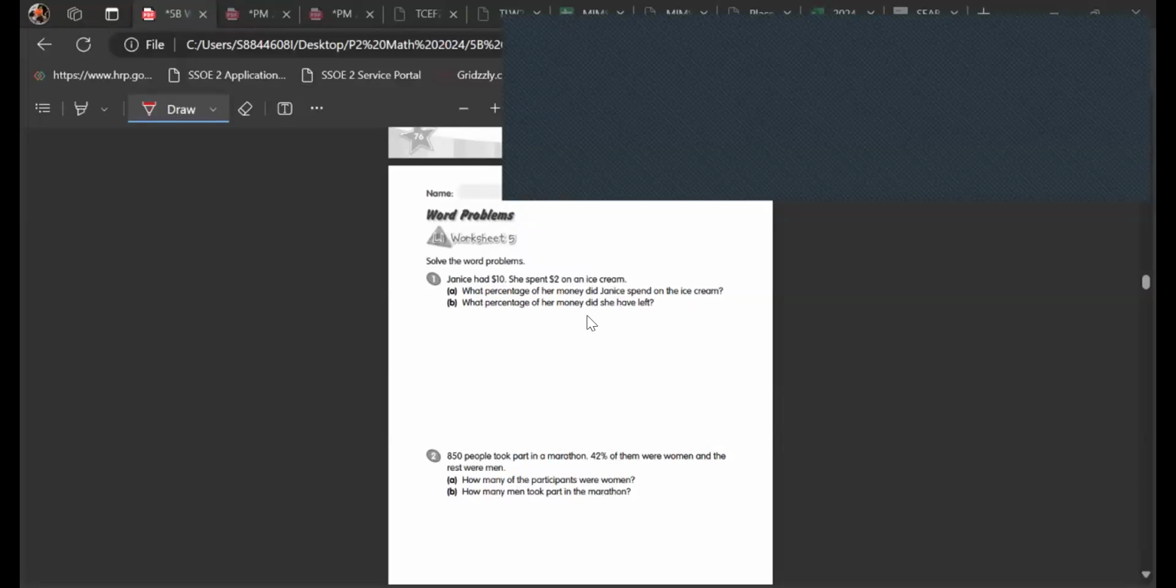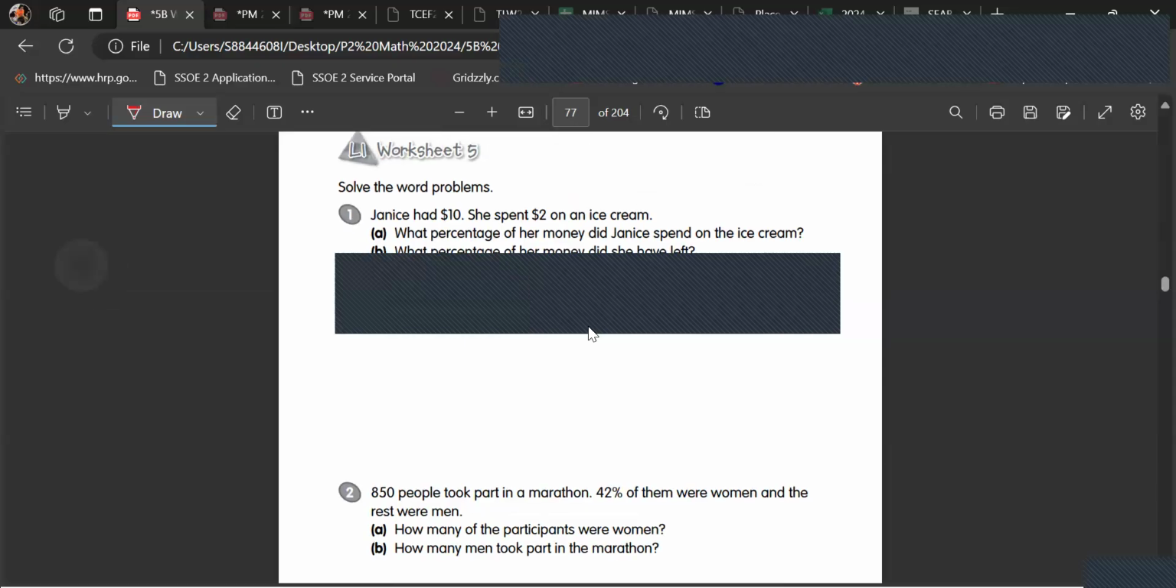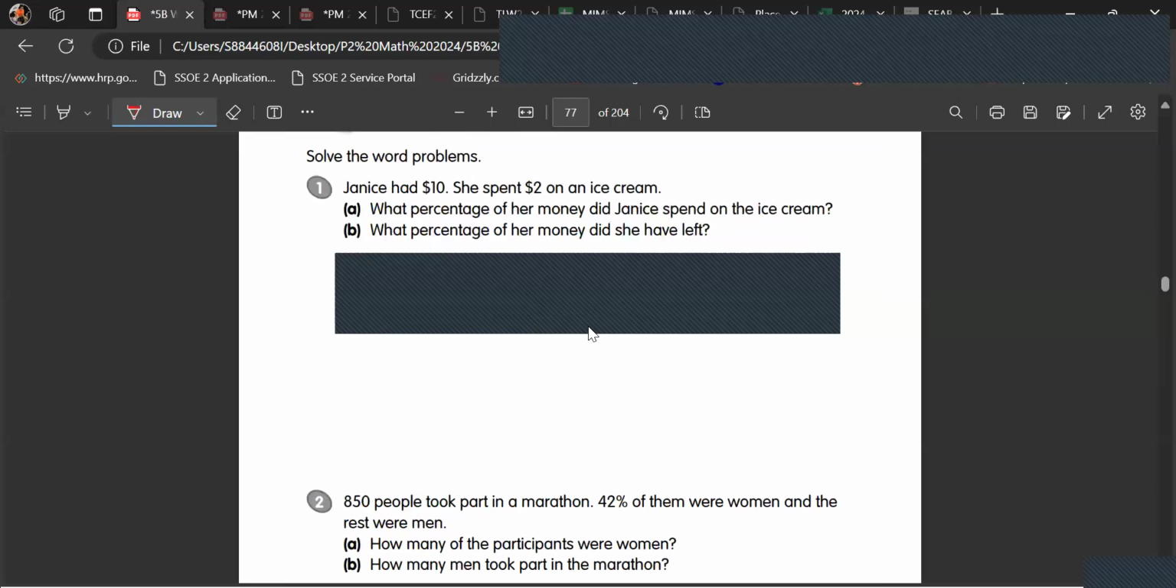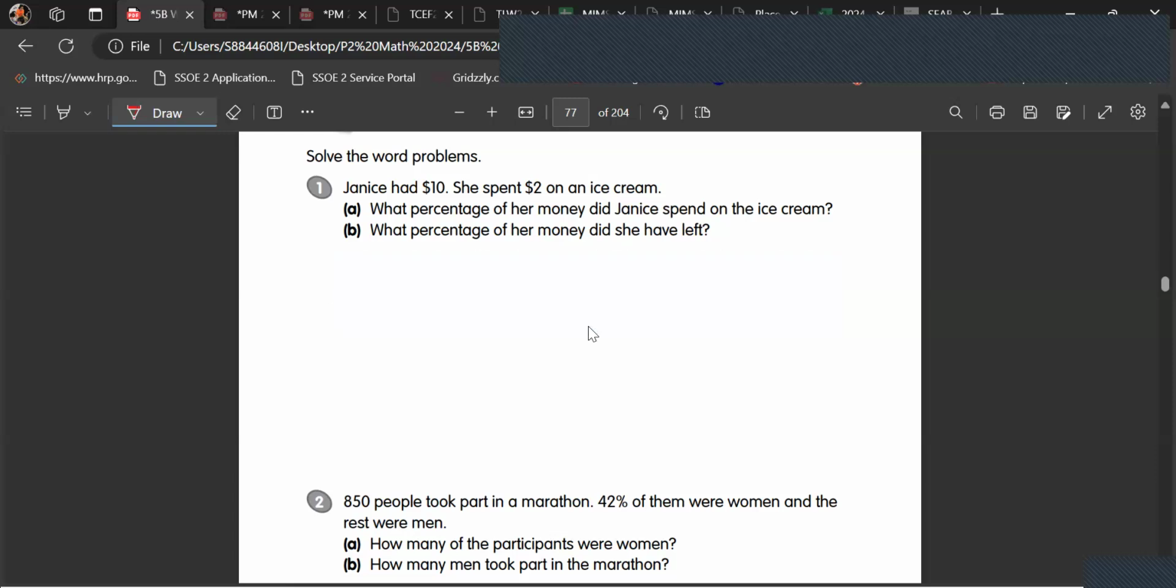Okay. So we're going to look at the level set of word problems for percentage. Again, there are the two methods, method A and method B. But you'll realize as we move on, one method works better than the other.